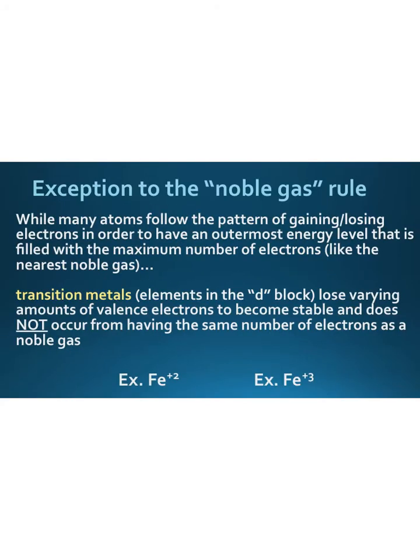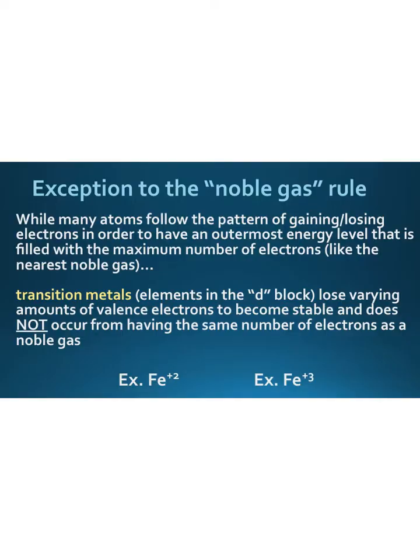Now there is an exception to this noble gas rule. The transition metals that are located in the d block will lose varying amounts of valence electrons in order to exist at their lowest potential energy state, and this does not necessarily mean that they have the same number of valence electrons as the nearest noble gas. So they do not satisfy the duet and the octet rule.